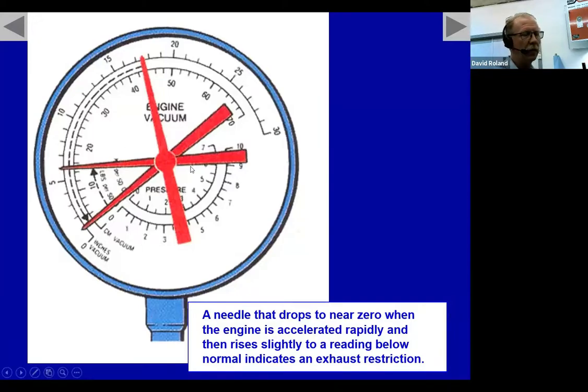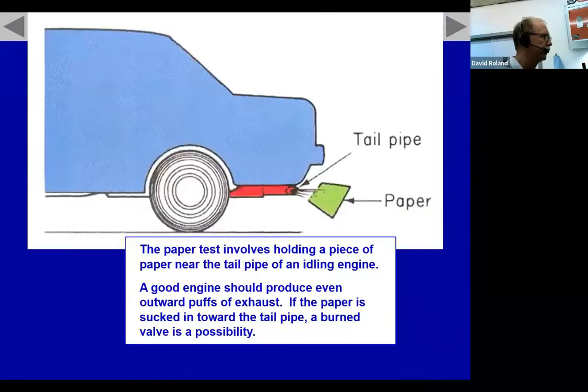I like the vacuum test because it's very easy to hook up. I don't have to take much apart in order to hook up a vacuum gauge and read an intake manifold vacuum. And it can tell me an awful lot. So it's a good test to do before you decide what's really wrong. Okay, the paper test, here's a picture.